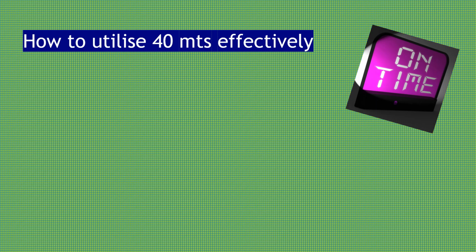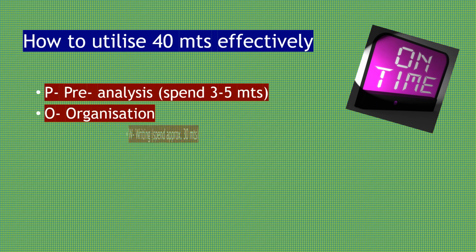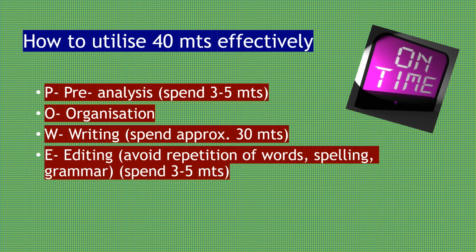Now, how to utilize your 40 minutes effectively. So friends, remember the word POWER, in which P is for pre-analysis, wherein you need to spend 3 to 5 minutes doing the brainstorming and making notes. And the next is organization, in which you need to prioritize the points and find out which is the most important point. Then finally, you should start writing and spend 30 minutes. And after you finish with the writing, the other E is for editing, in which you need to spend 3 to 5 minutes checking your spellings and grammar, make sure you use an adequate amount of synonyms, and do the final review.